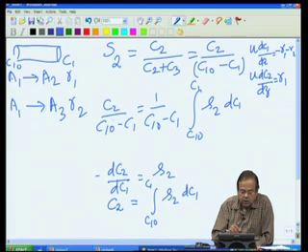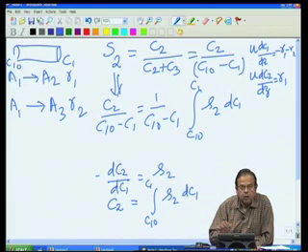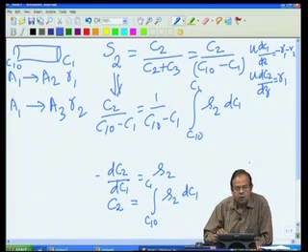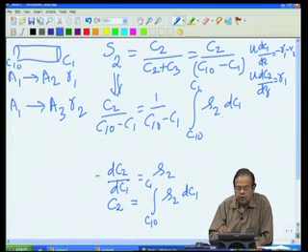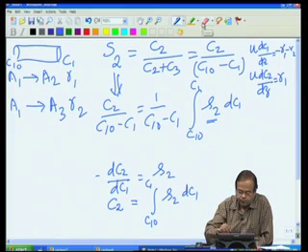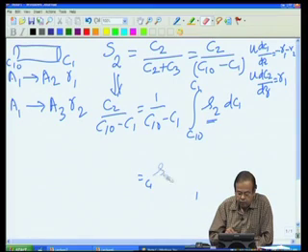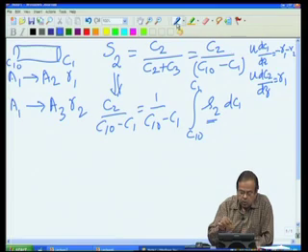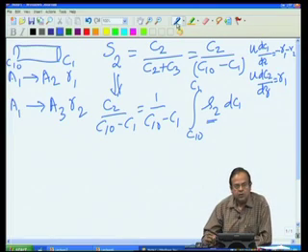See, this is nothing but my overall selectivity. So, my overall selectivity is related to my instantaneous selectivity small s2. This is what happens in a plug flow reactor. Okay. What happens in a CSTR?